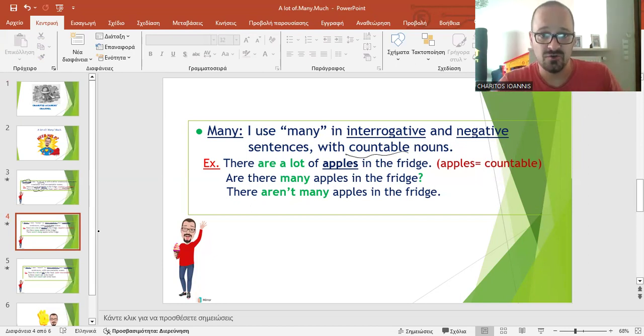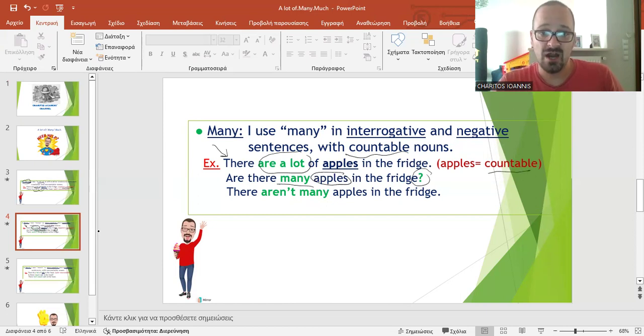So starting from the affirmative here, there are a lot of apples in the fridge. Do you remember this example? It's affirmative, so a lot of. But if I want to change it to interrogative, look what happens. Are there many apples in the fridge? I used many because it's a question, and the noun apples here is countable.